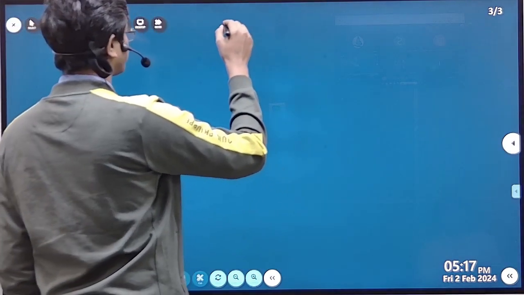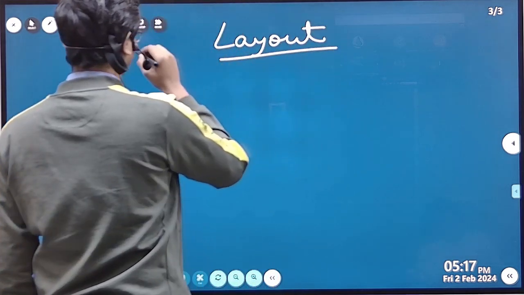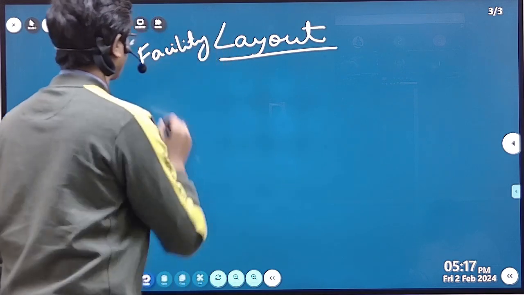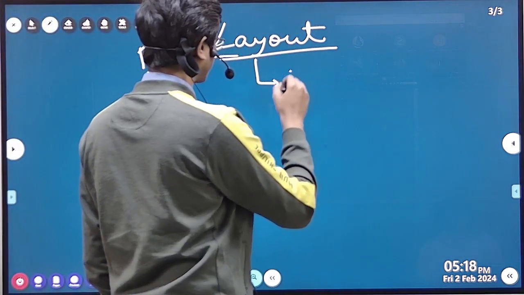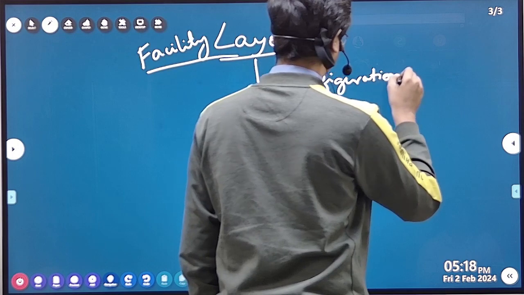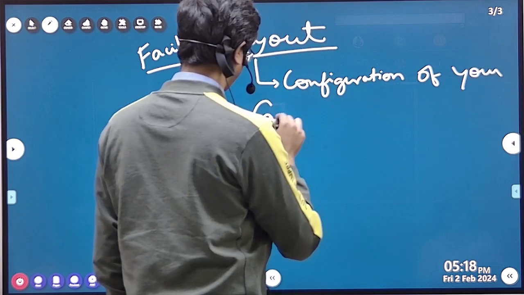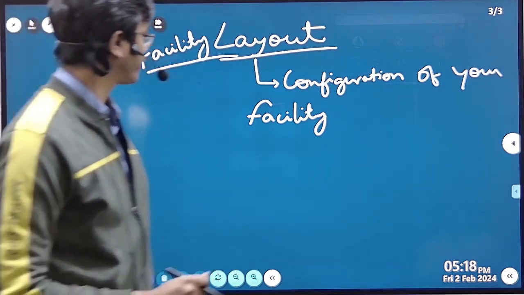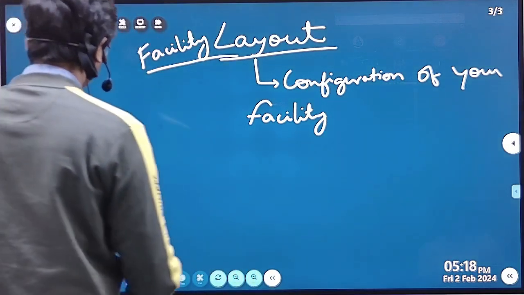Now that was about location. So layout. What is a facility layout? Facility layout. Layout is nothing but a configuration of your facility. So what do you mean by a configuration? Configuration is something like how it is set up, right? So how is your facility set up?